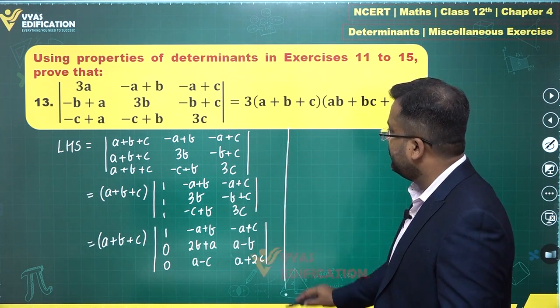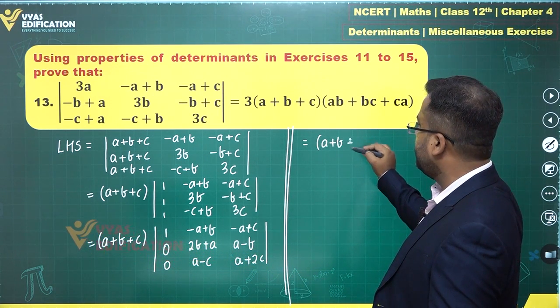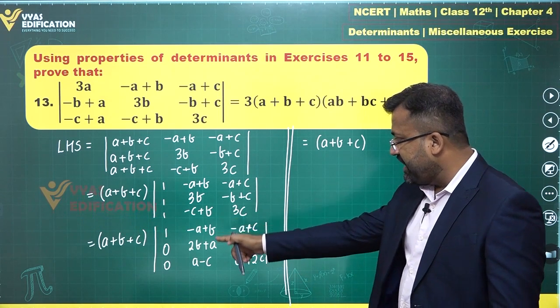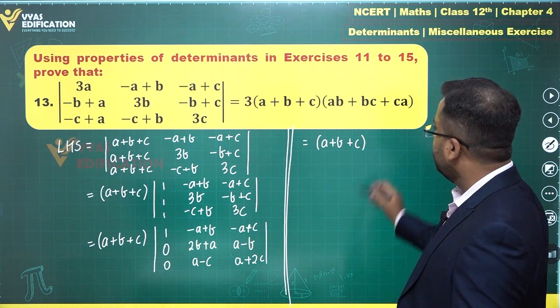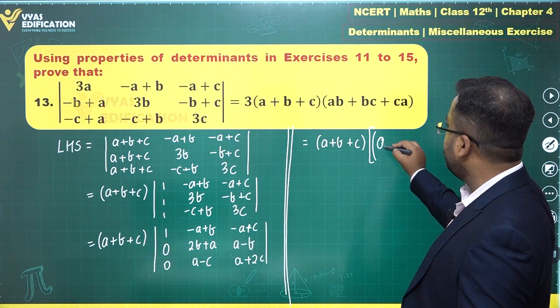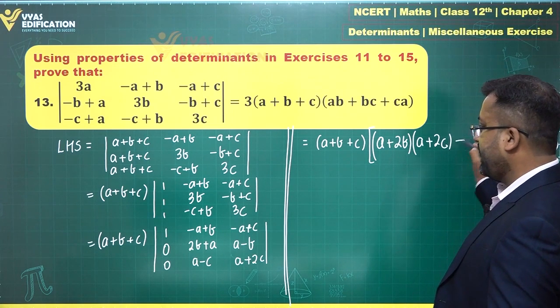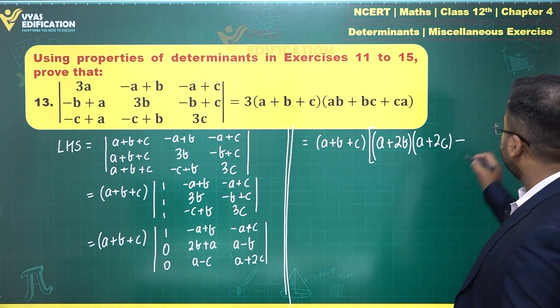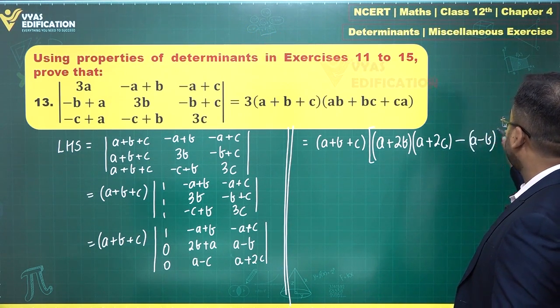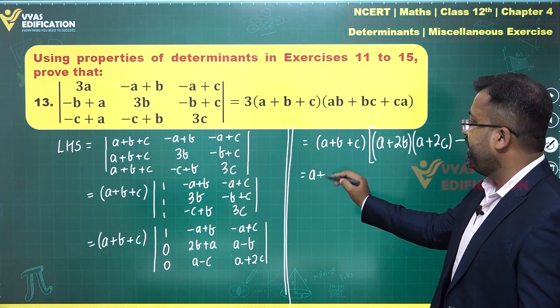We can expand after this. And where does that take us? This implies this is equal to A plus B plus C times this expansion, 1 times this whole product. So that is equal to 2B plus A plus 2B times A plus 2C minus of A minus B, A minus C. Okay. And what does it simplify into?